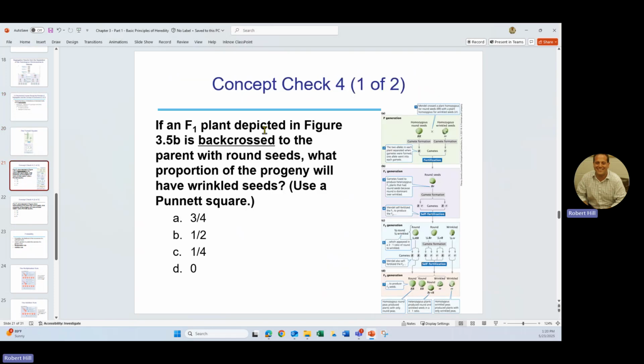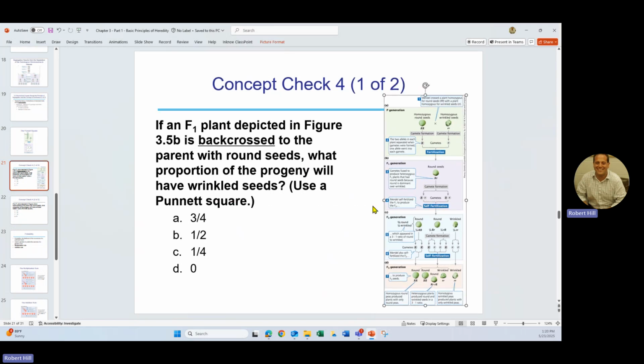All right, backcross is backcross. If an F1 plant depicted in figure 3b, so I went ahead and took 3b and pasted it on this slide, is backcrossed to the parent with round seeds. A typical F1 plant is backcrossed to a parent with round seeds. So that means big R, little r, crossed with big R, big R. What proportion of the progeny will have wrinkled seeds?